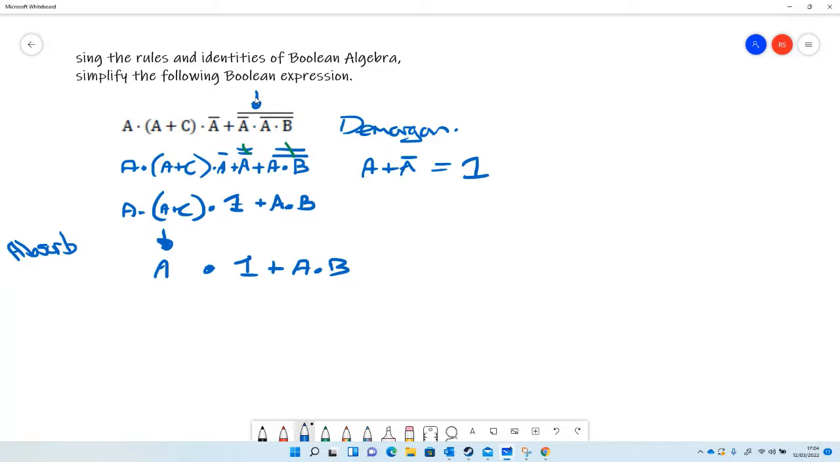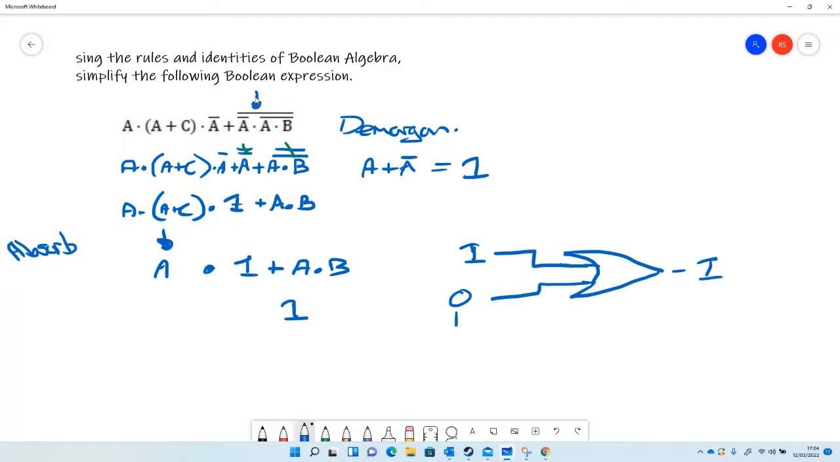Well, the next thing I'd like to do is think about 1 or A and B. So 1 or anything is going to be 1, because if we have an OR gate with a 1, try and draw an OR gate here, and anything else we've got on this side, if it's 0, we've got 1. If it's 1, we've still got 1 as an output. So anything on this side of the OR gate is going to be 1. So this amounts to 1.